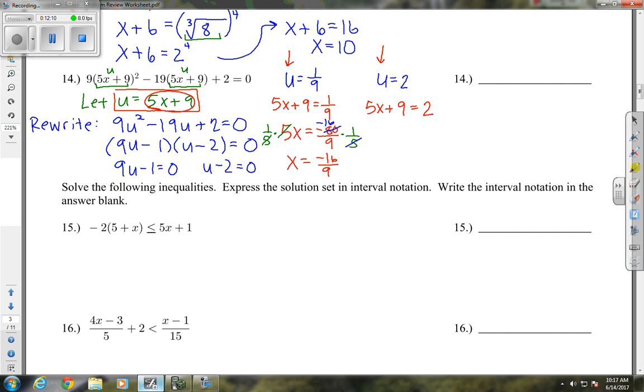We've got one more equation to solve for x. So we're going to subtract 9 from both sides and then divide by 5. We come up with two solutions, negative 16 over 9 and negative 7/5. All right, those are pretty challenging. When we get to the inequalities on the next section, those will be a little bit easier.